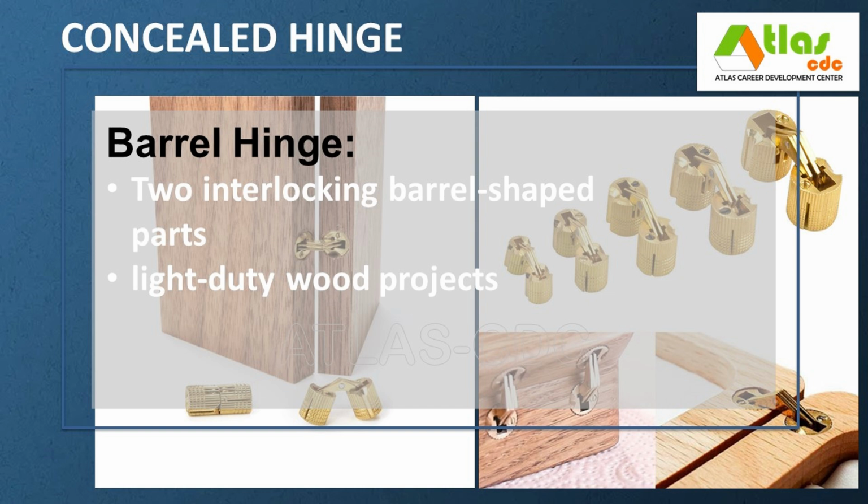A barrel hinge is a compact, cylindrical hinge typically used for decorative applications or where a hidden hinge is preferred. It consists of two interlocking barrel-shaped parts, one with a pivot pin, that fit into holes drilled into the edge of the door and frame. Barrel hinges are commonly used in cabinetry, jewelry boxes, or light-duty wood projects where a clean, concealed look is desired.